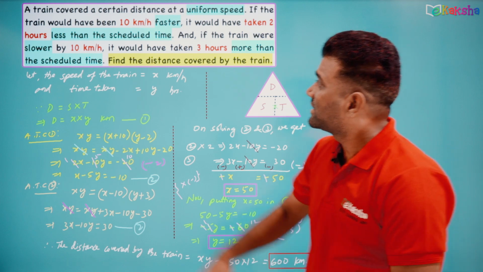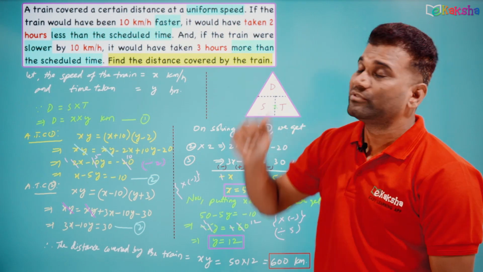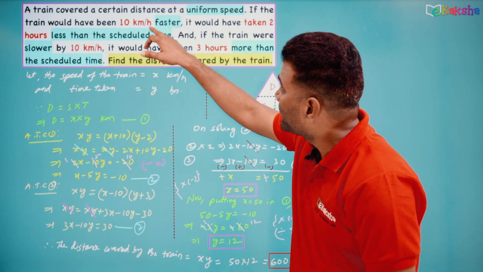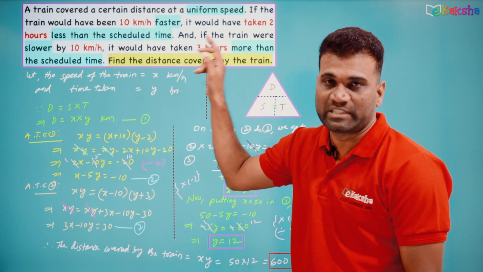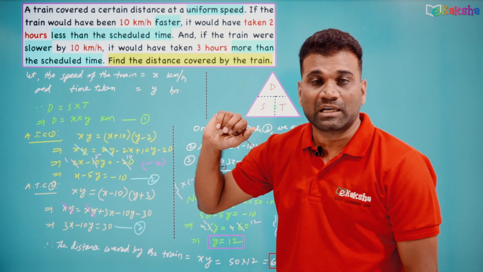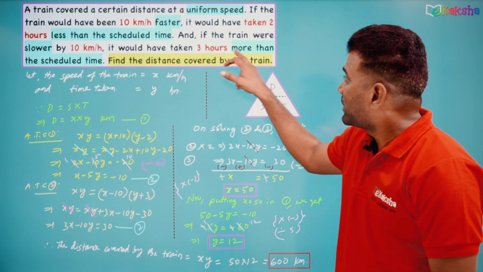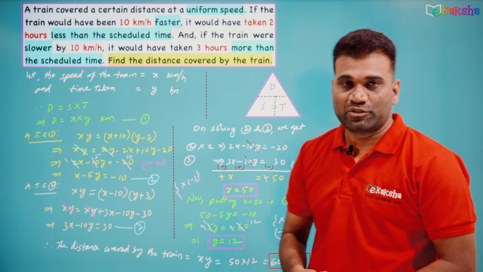So we shall discuss once again briefly. Here the question is, a train covered a certain distance at a uniform speed. If the train would have been 10 km per hour faster, it would have taken 2 hours less than the scheduled time. And if the train were slower by 10 km per hour, it would have taken 3 hours more than the scheduled time. Then find the distance covered by the train.